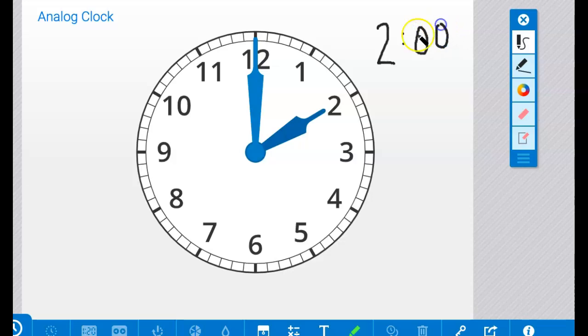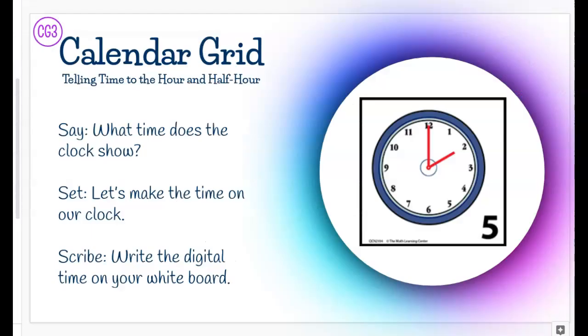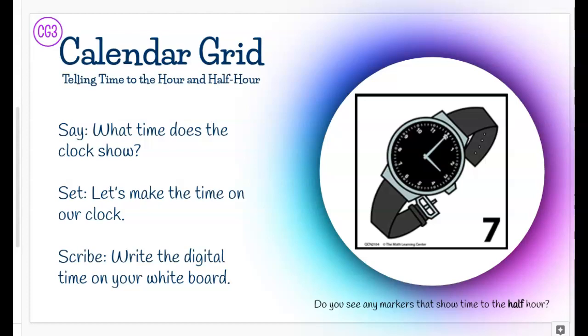You should write 2 o'clock, 0 minutes. Use that colon to separate the hour and the minutes. Let's go back and look at our next marker. What time does the clock show?